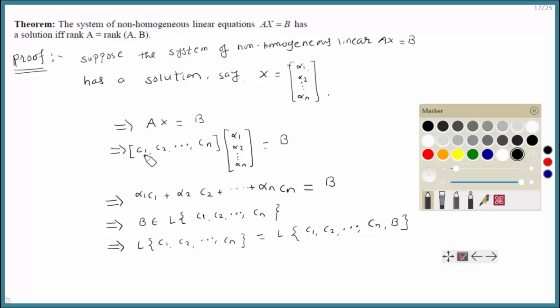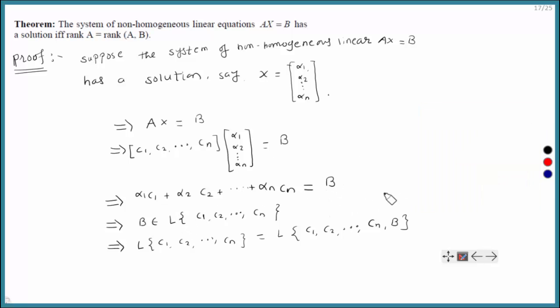We already know that A can be written as [C1, C2, ..., Cn], where C1, C2, ..., Cn are the n columns of the matrix A, and x is the column vector (alpha1, alpha2, ..., alphan), equal to B. This implies that alpha1 C1 + alpha2 C2 + ... + alphan Cn = B. So B belongs to the linear span of C1, C2, ..., Cn, that is, B can be expressed as a linear combination of C1, C2, ..., Cn.